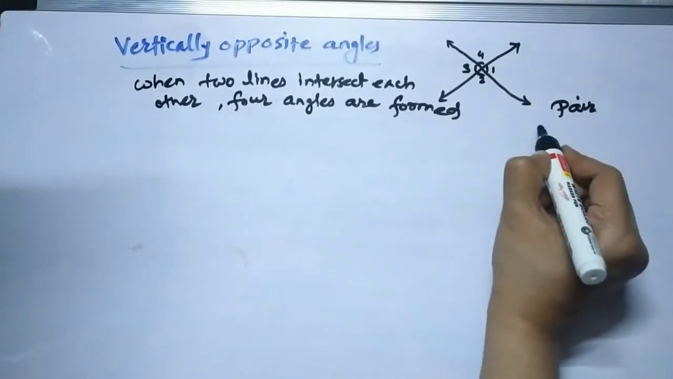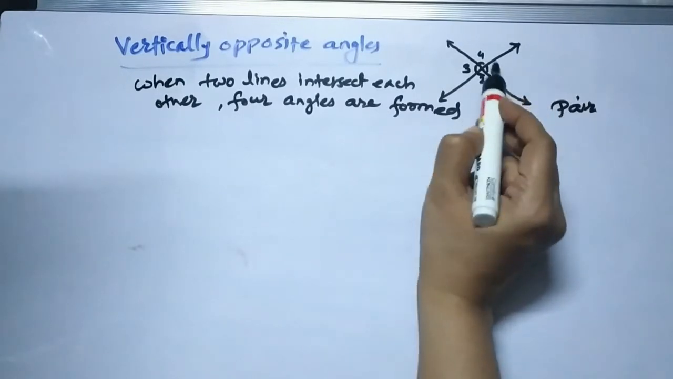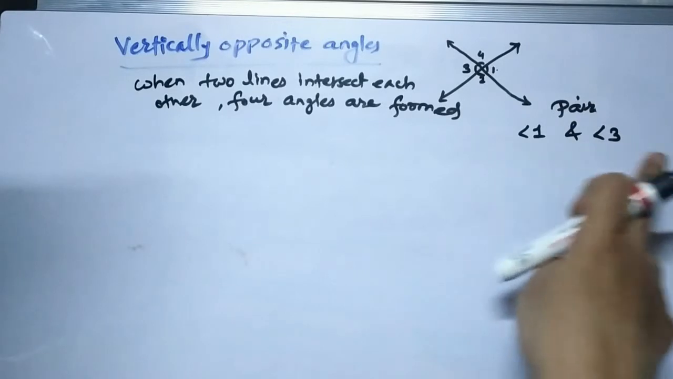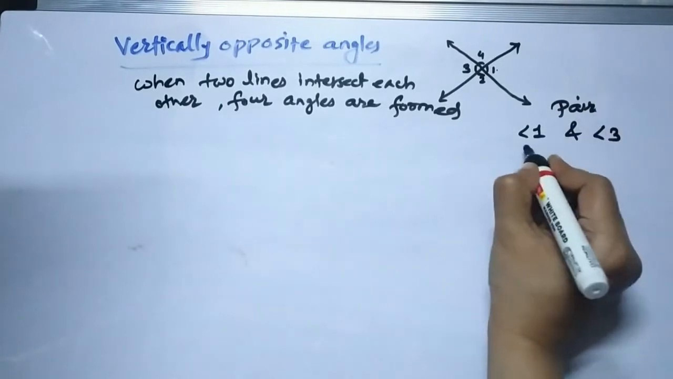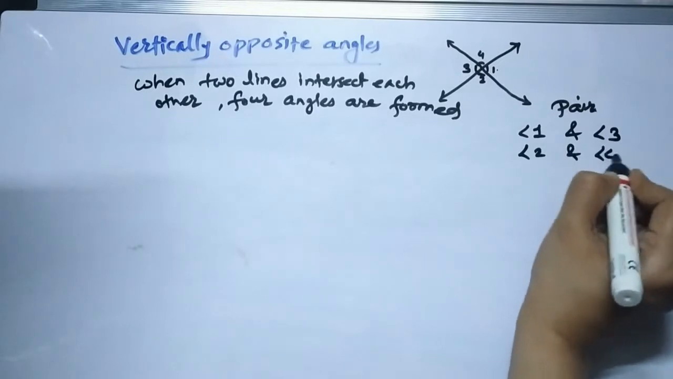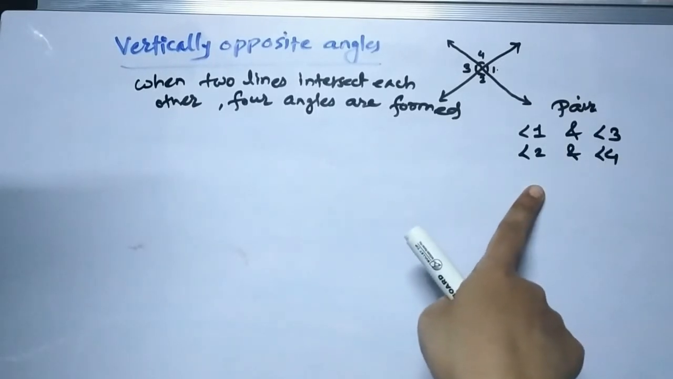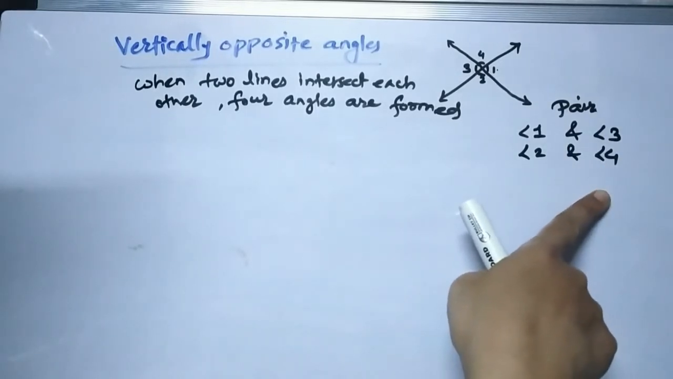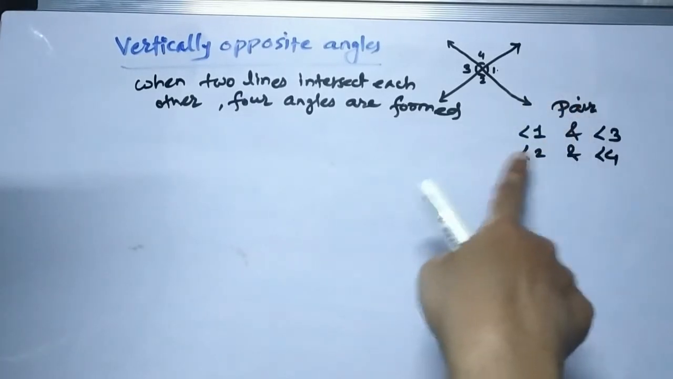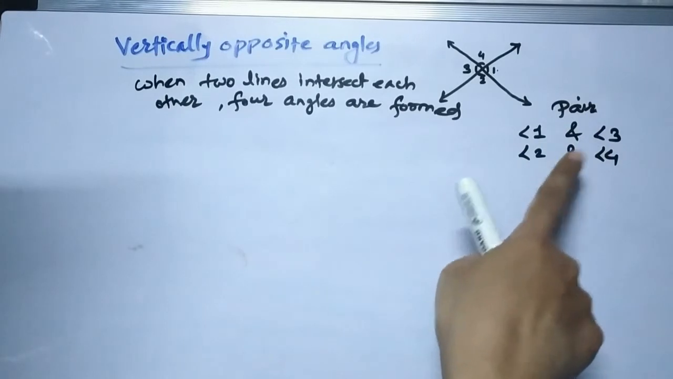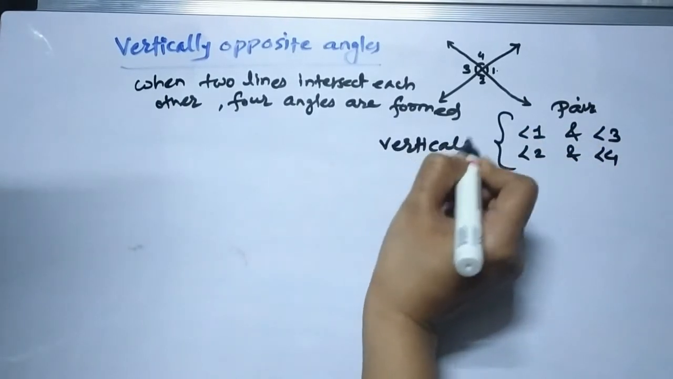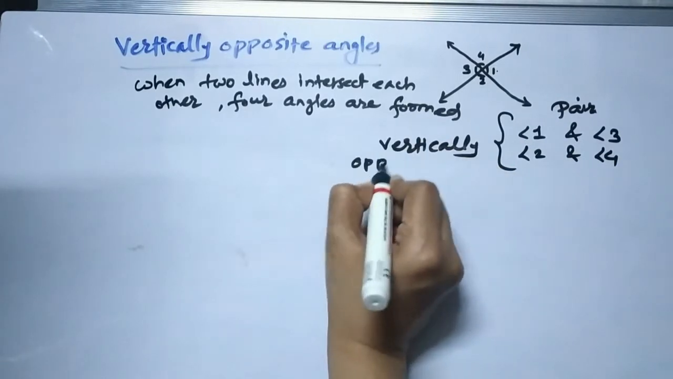So here angle 1 is opposite to angle 3. This is one pair forming vertically opposite angles. And angle 2 is opposite to angle 4. This is another pair. So if you notice carefully, these are the vertical angles, the pairs 1, 3 and 2, 4. These are called vertically opposite angles.